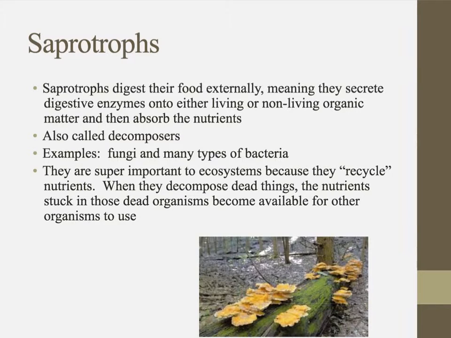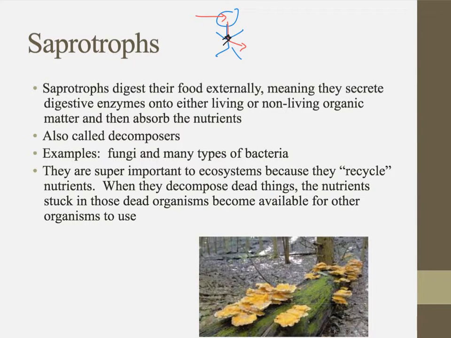The other really important type of consumer that's involved with recycling is what we call a saprotroph. Saprotrophs are super cool. They actually digest their food externally. So what does that mean? Well, let's take a look at a human. Okay, humans eat their food. The food goes through their digestive system where they absorb all the nutrients, and then it comes out. Okay, but the digestion actually happens on the inside.